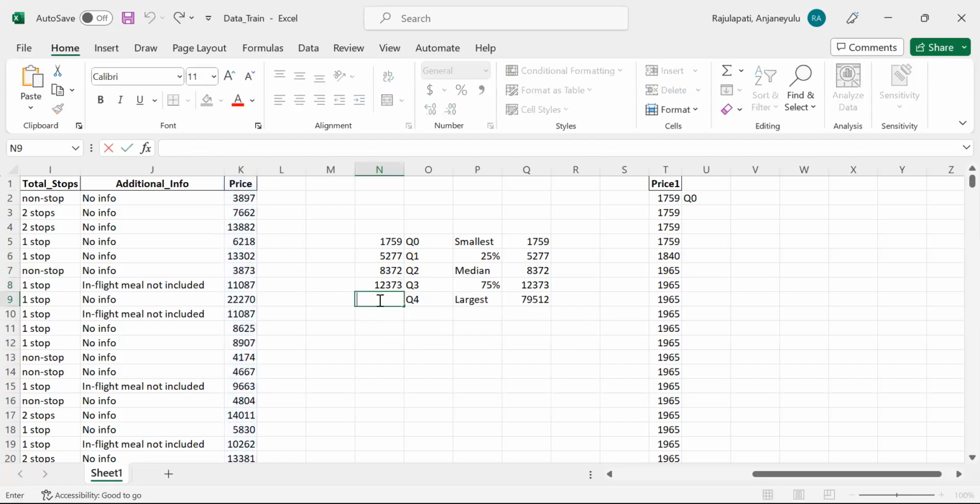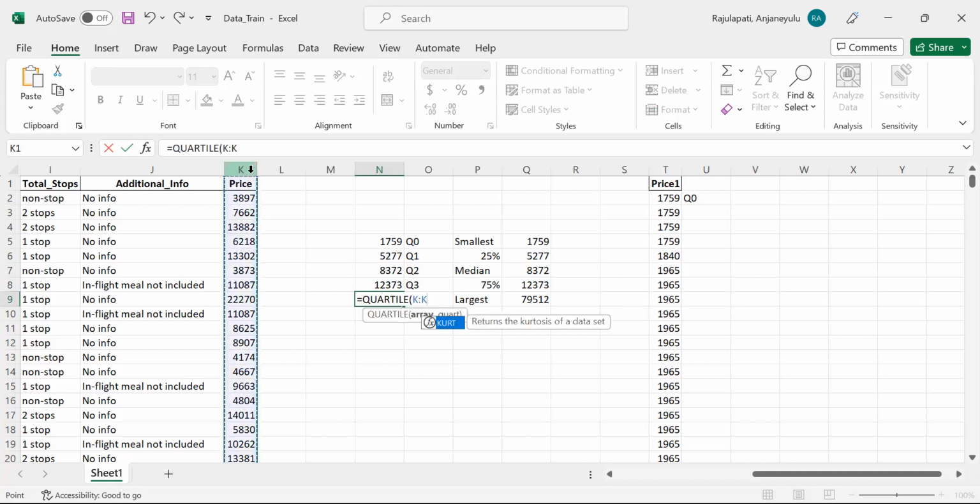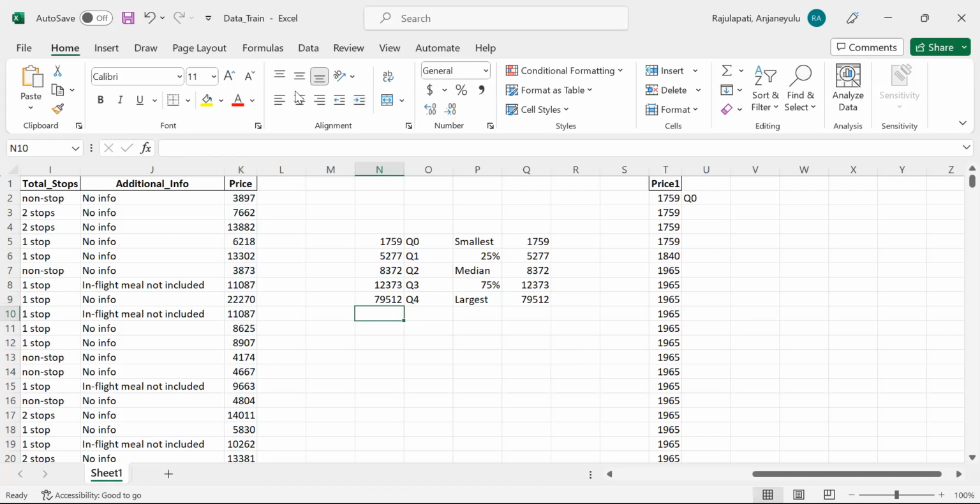Then last but not least, I want to find the quartile 4. Okay, quartile 4. So this way you can represent the entire data in 5 elements. Clear, right? Now, I want to go for finding the IQR.